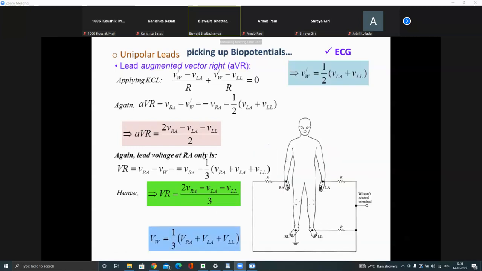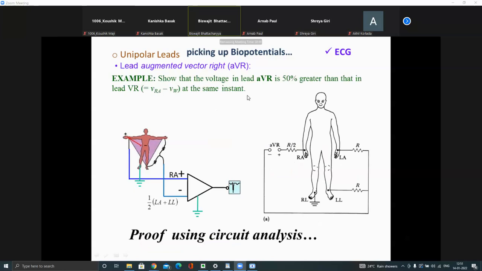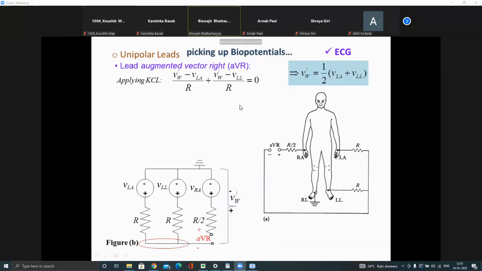So once we know these two expressions, AVR and VR, what do we get? AVR by VR is 3 by 2. So AVR is 50% higher than VR. AVR is 1.5 times VR. So this is proved. As I told you, if we make a connection this particular way, then the voltage in the lead AVR, the output of the amplifier, is 50% greater than that in lead VR. So some magnification is found here.